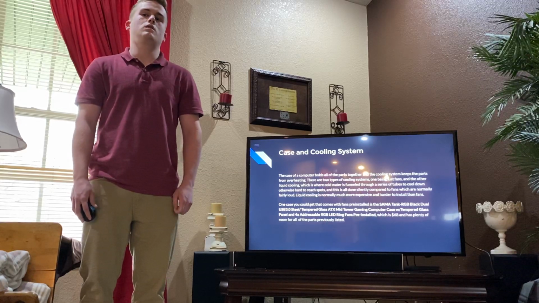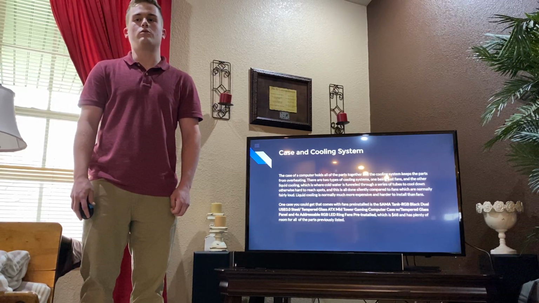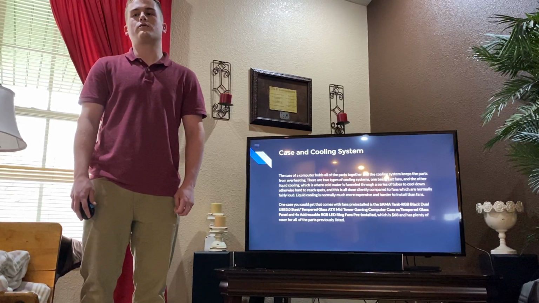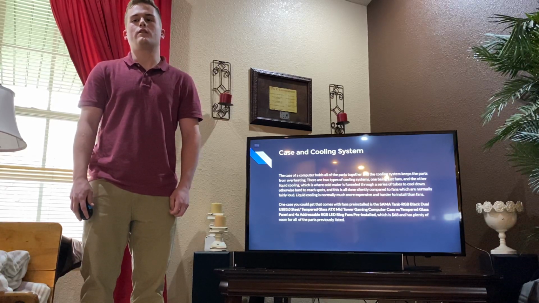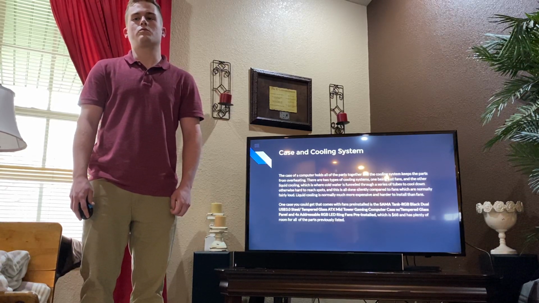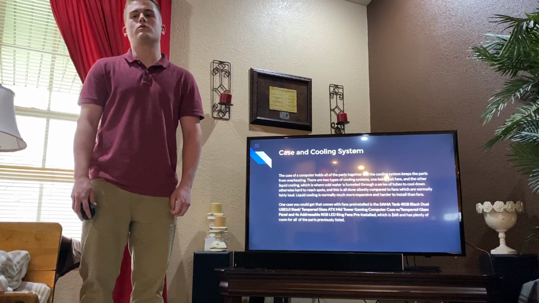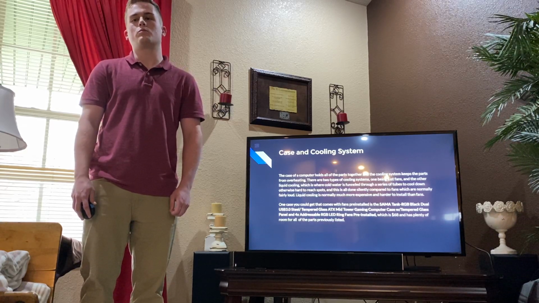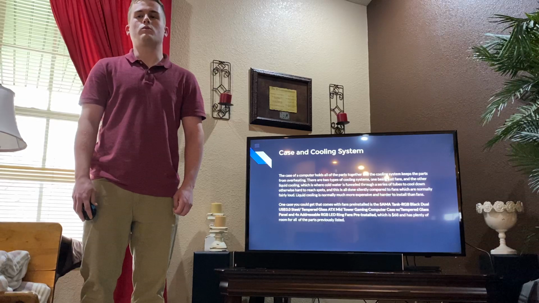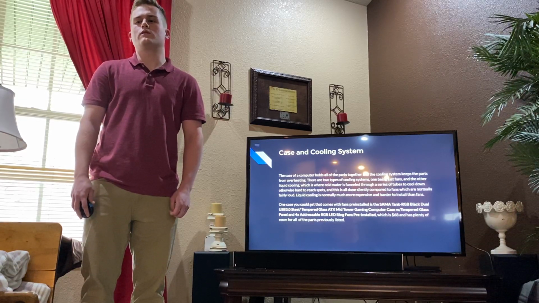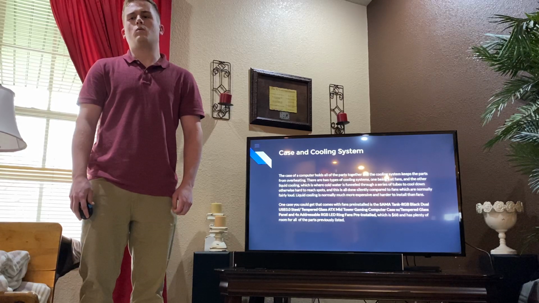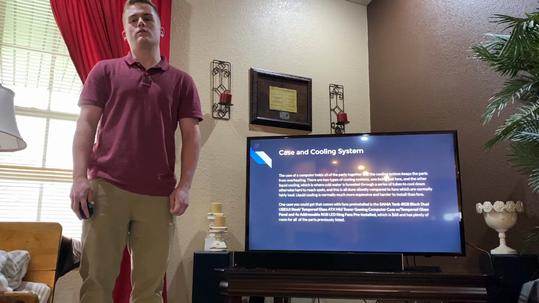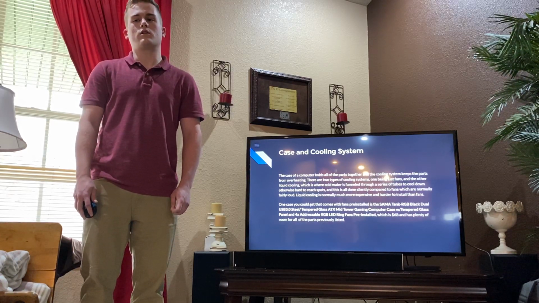Case and cooling system. The case of a computer holds all of the parts together, and the cooling system keeps the parts from overheating. There are two types of cooling system, one being just fans, and the other liquid cooling, which is where cold water is funneled through a series of tubes to cool down otherwise hard to reach spots. And this is done silently compared to fans, which are normally fairly loud. Liquid cooling normally means it's much more expensive and is harder to install than fans. One case you could get that comes with pre-installed fans is this one right here, and is $68, and it's a pretty cool looking case.